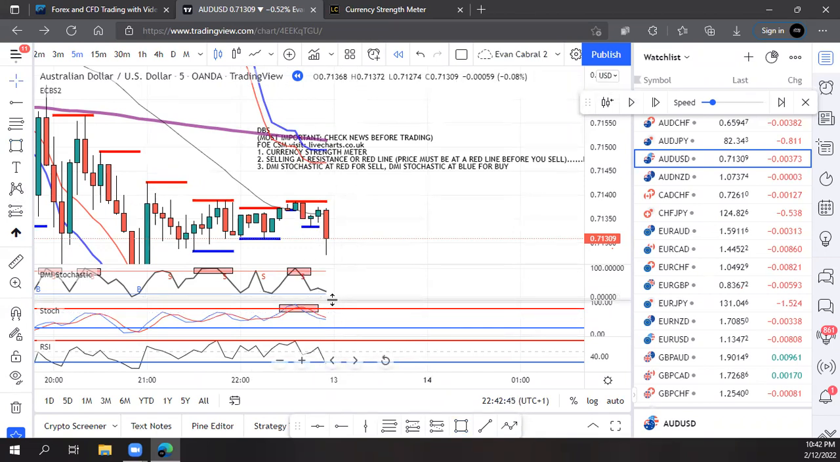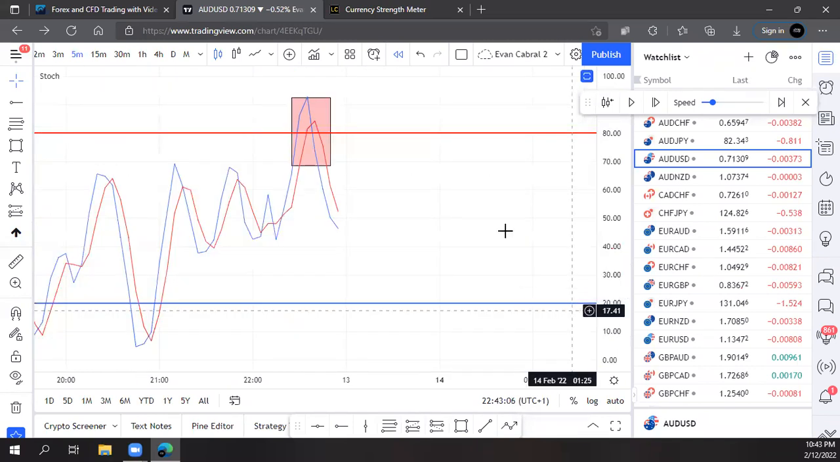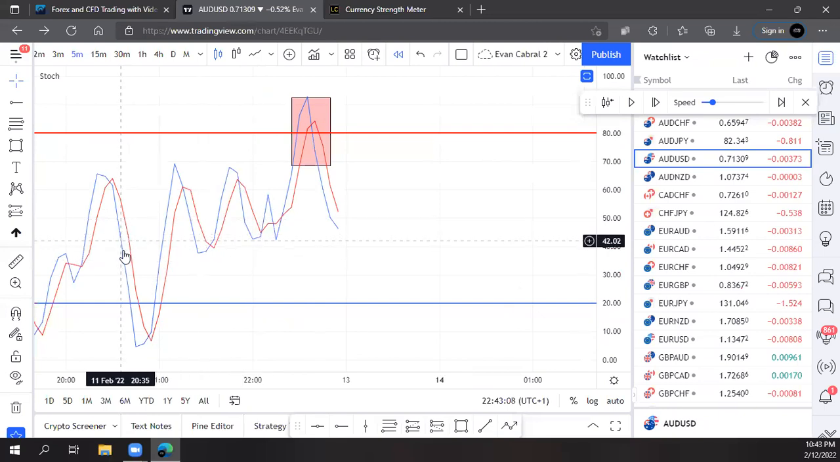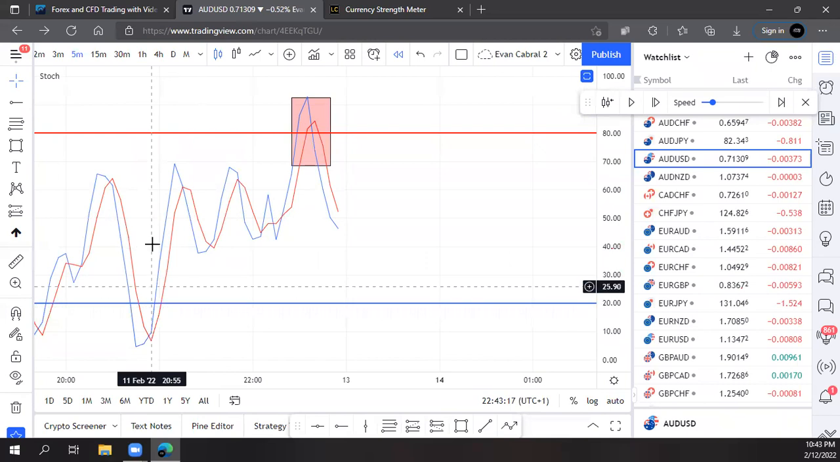Exactly the same thing I'm looking out for. I'm waiting for it to come to this red area, right? So once it comes to this red area, guess what happens? Once the blue line is on top, the market is buying, right? Once the blue line is on top of the red one, the market is buying.